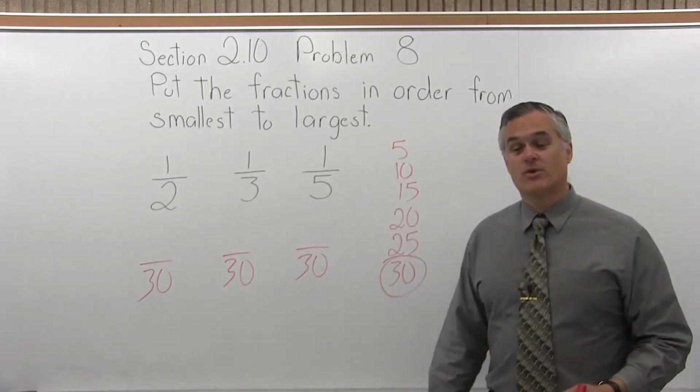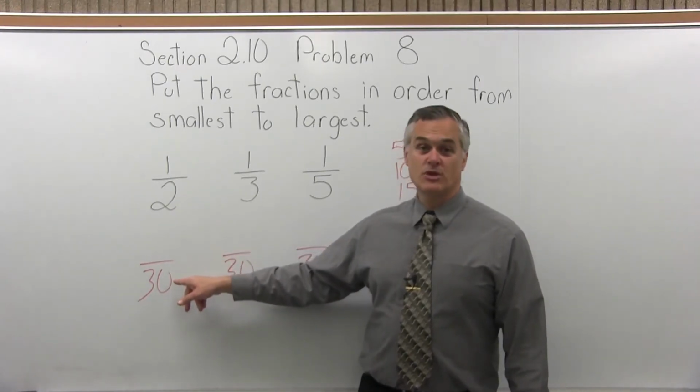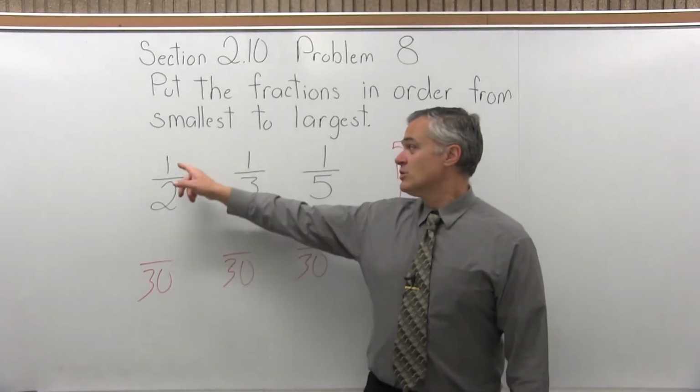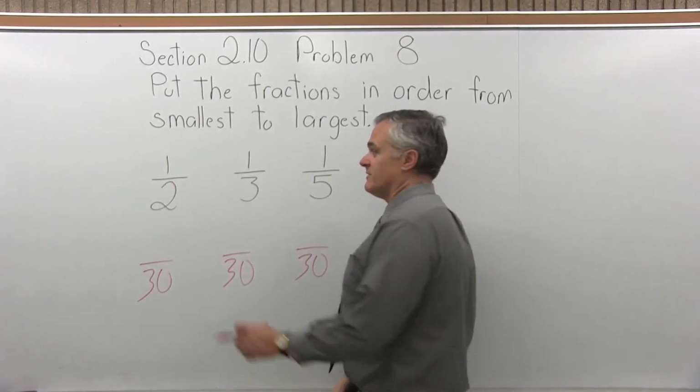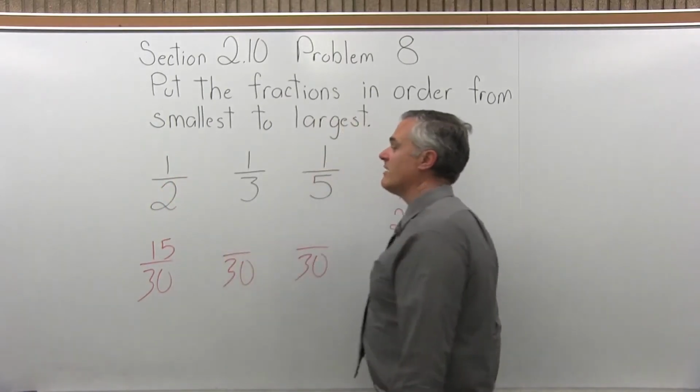Now, put in the appropriate numerators. So for the 1/2, 2 times something became 30. It would be 2 times 15. So the numerator would also be multiplied times 15. 1 times 15 is 15. So 15 over 30 is equivalent to 1/2.